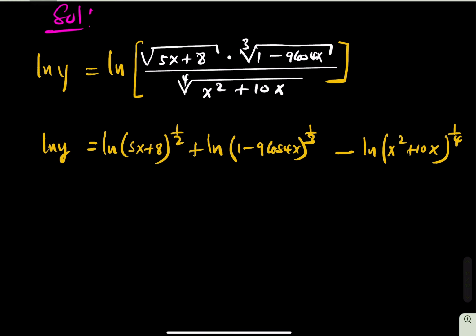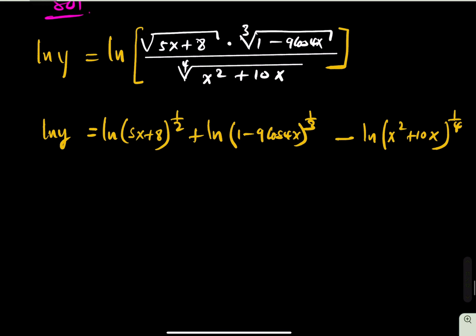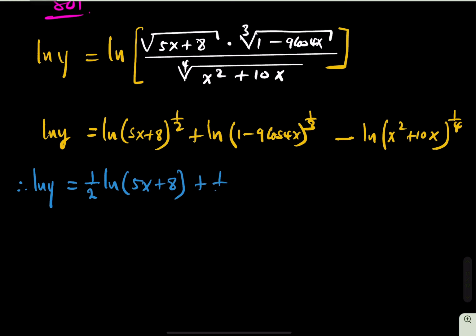I hope you know how to simplify that natural log there. This one is primarily easy. We use rules of natural logs. And as a result, you'll see that you'll get the natural log of y equaling 1 over 2 the natural log of 5x plus 8, plus 1 over 3 the natural log of 1 minus 9 cos of 4x, minus 1 over 4 the natural log of x squared plus 10x there.